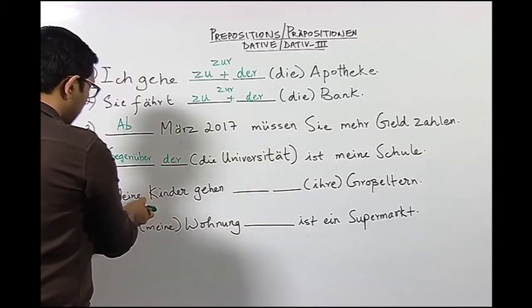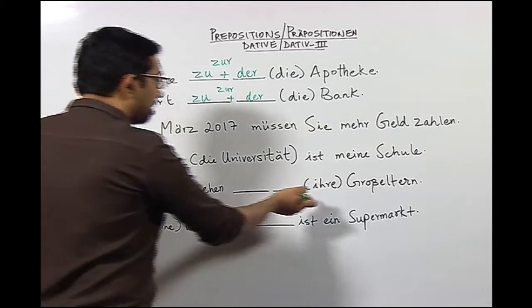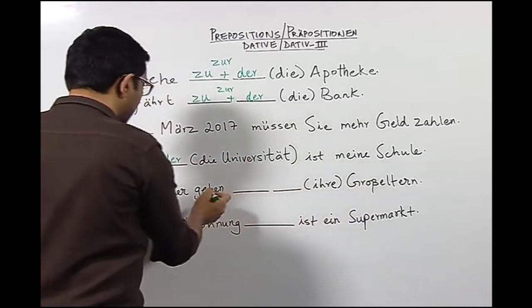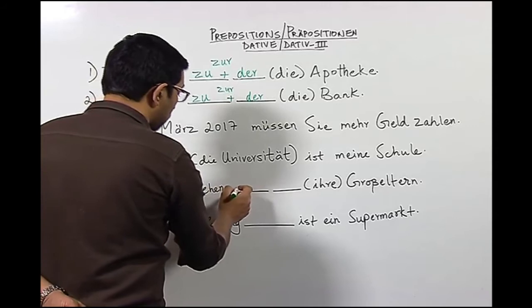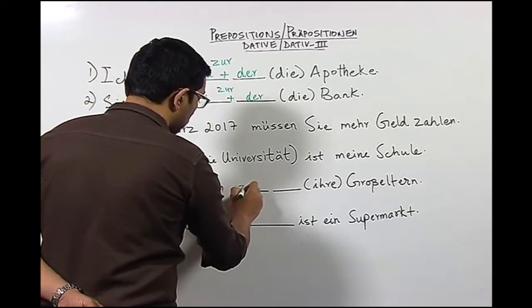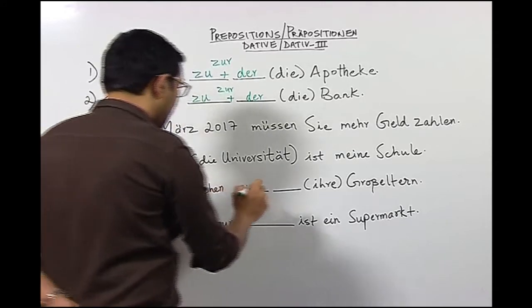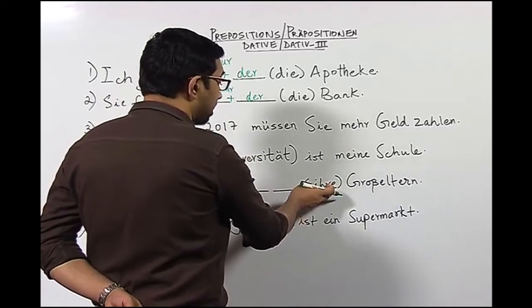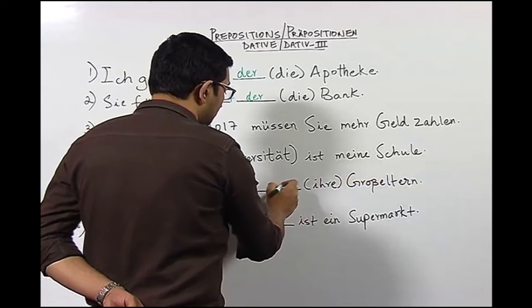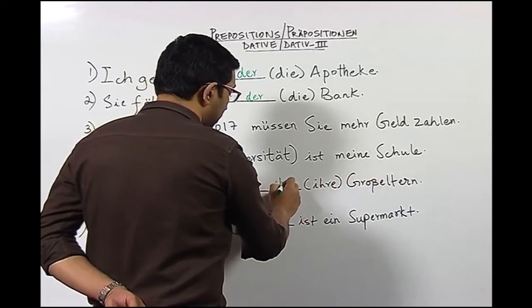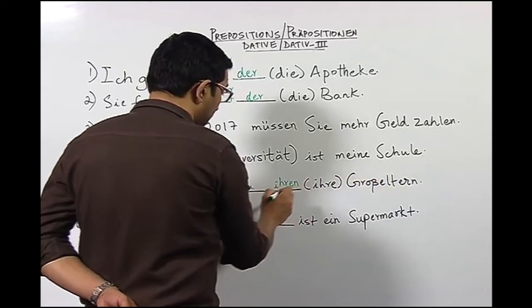Now, in sentence number 5, "Meine Kinder gehen ihre Großeltern." Again we have a verb here which is gehen, which is a movement verb. So, for the movement verb we usually use the preposition zu, and then we have the possessive article ihre, which is in plural for the noun Großeltern, which means grandparents. In dative we know that ihre becomes ihren.